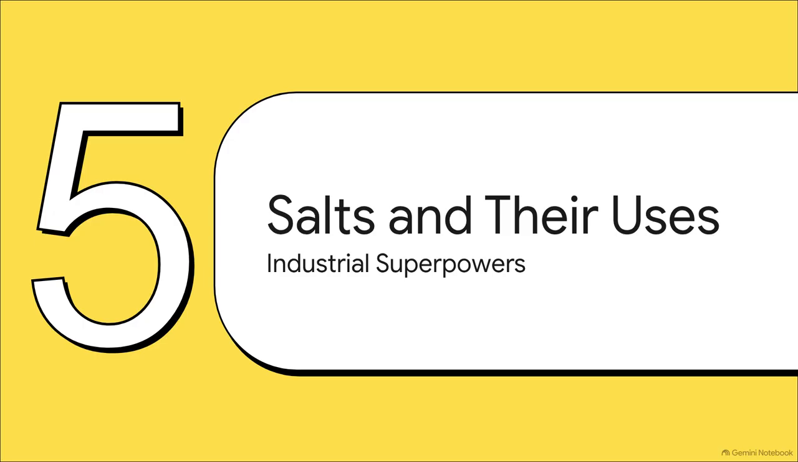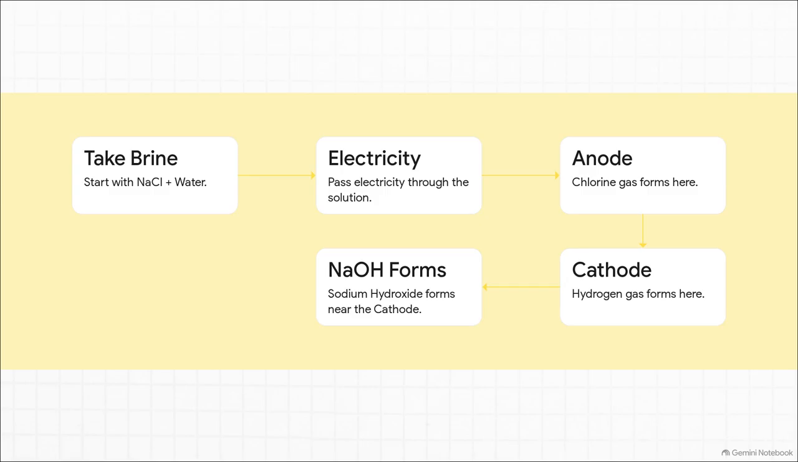And finally, Section 5, salts and their uses. These are the industrial superpowers. Okay, listen up, because this is an absolutely vital section for your exams. First up is an incredibly essential industrial process you absolutely must know, the chlor-alkali process. Here is exactly how it works, step by step.